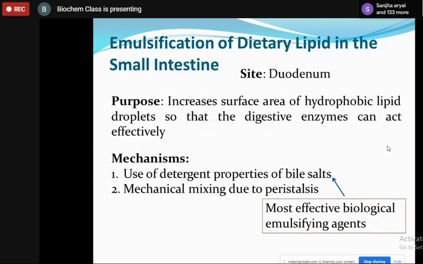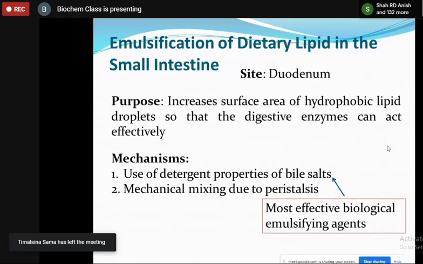Now let's move on to the next step of fat digestion, and that is emulsification of dietary lipids in the small intestine. This process, the emulsification, takes place in the duodenum. The purpose of emulsification is basically breaking up of fat globules into smaller droplets. The big fat globule is broken down into smaller pieces.